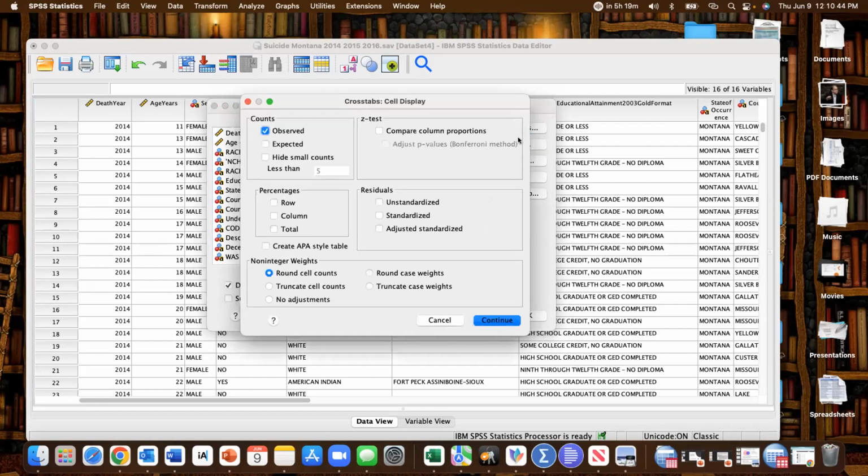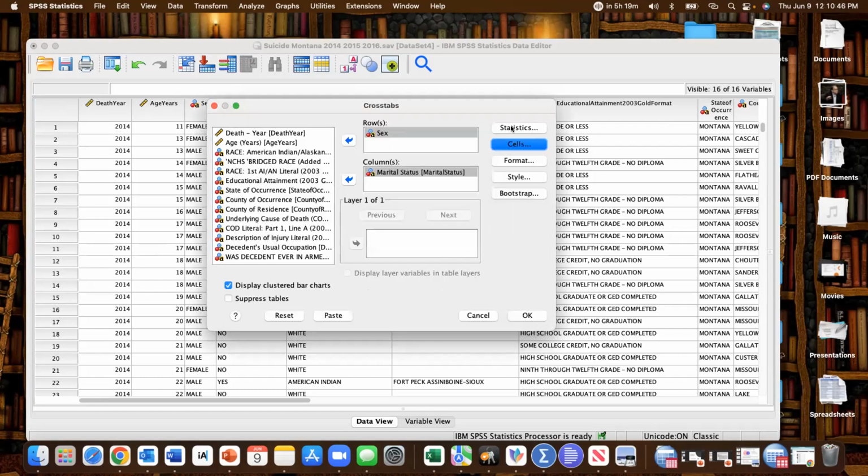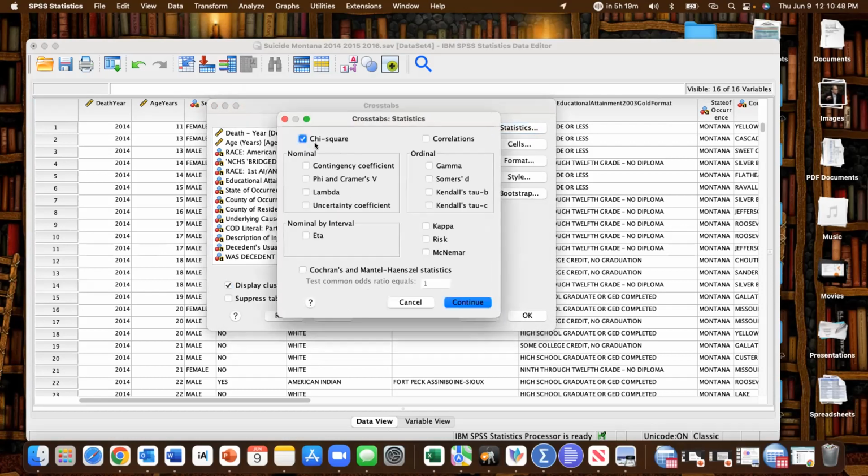And then cells, oh, I should go back and explain this. Chi-square is a non-parametric method that tells the probability that we obtained our findings from error or not, and whether or not our findings would apply to the broader population, in this case, the broader population of people living in Montana. Okay, so that's what the chi-square is.